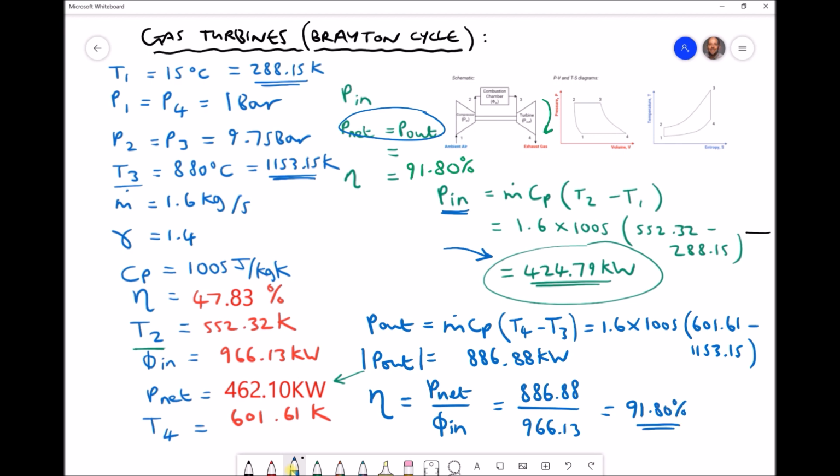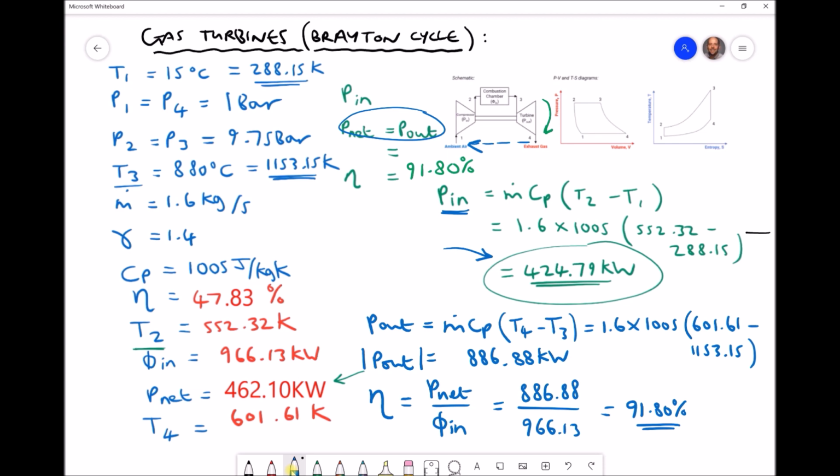Now, it is worth mentioning that this efficiency is very high, and in fact it's significantly higher than we would actually obtain from this type of cycle. And the reason for that is the assumptions that we've made. We assumed that our compression and our expansion were isentropic, but in actual fact that wouldn't necessarily be the case. We've also assumed that the heating in the combustion chamber takes place at constant pressure. And the final assumption that we've made is that the exhaust gases are fed back into our compressor. And again, that wouldn't be the case.